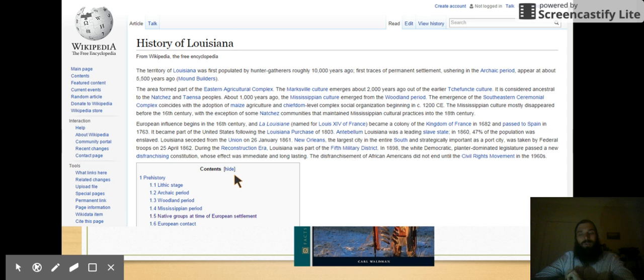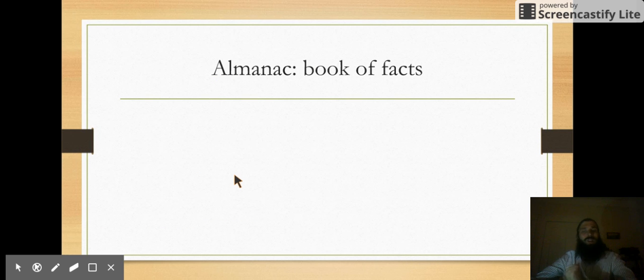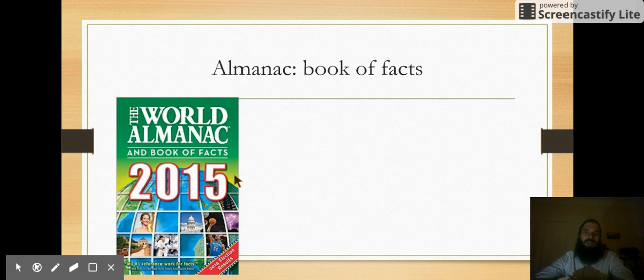The next source of information that we're going to talk about, the last definition you need to fill in on your worksheet, is an almanac. An almanac is a book of facts. They usually come out every year, and they'll have lots of facts about that year. What was the population that year? How much rain fell that year? What was the weather like that year? Almanacs are just big books of facts.